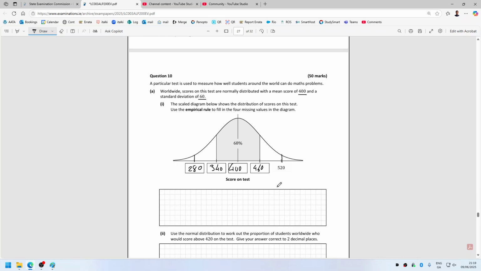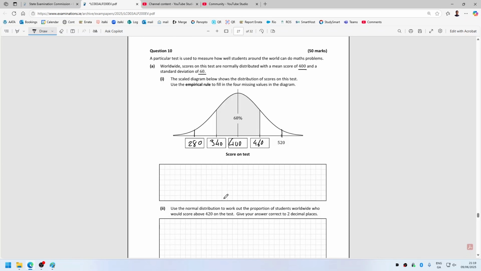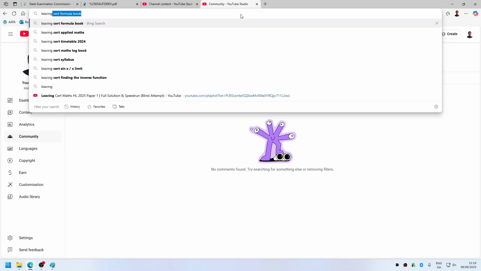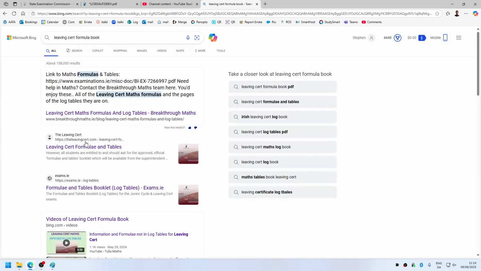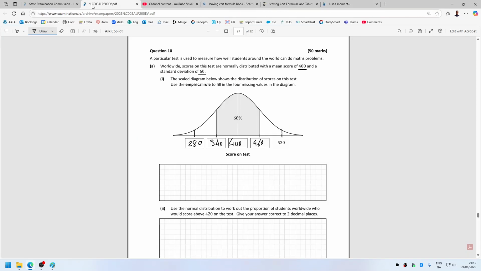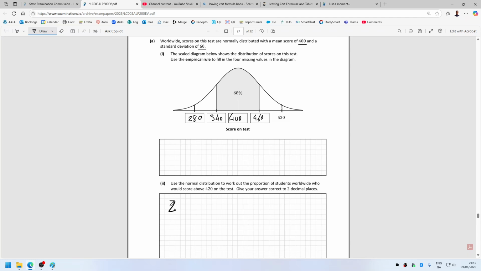I guess so. Use the normal distribution to find the proportion of students worldwide who would score above 420 on the test. Give your answers to two decimal places. Right, leaving cert formula book, please. Okay. Z is 420 minus 400 over 60. That is 20 over 60. That is 0.33.